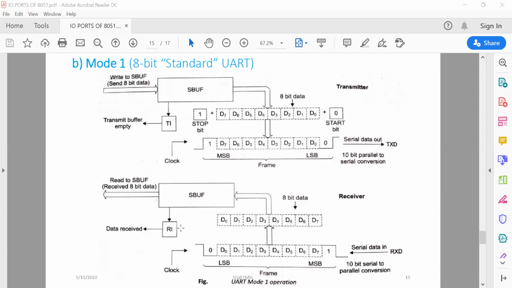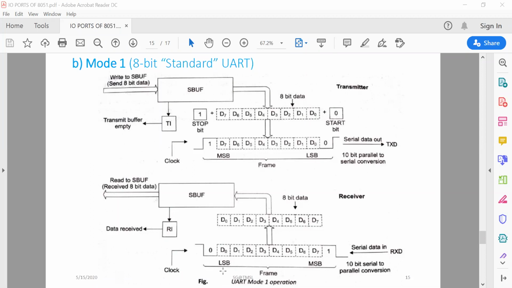So if RI equals 0, that shows that the previous data byte was read by the program. Now either SM2 equals 0, or stop bit equals 1. Normally SM2 equals 0, and the character will be accepted irrespective of the status of the stop bit. Now a programmer, an end user, you or me, can check RB8 to ensure that the stop bit is correct if required.